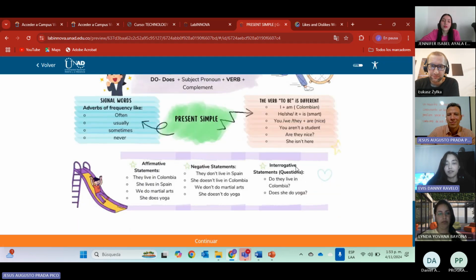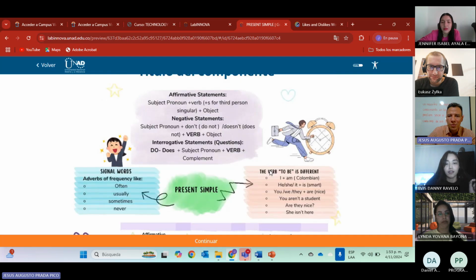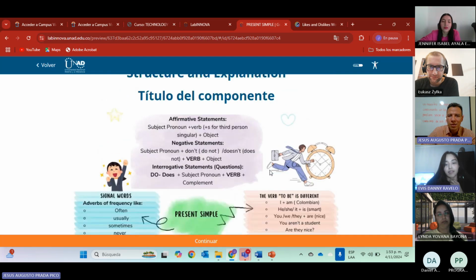And so in affirmative statement, Jesus, can you please put the picture a little bit larger, because I cannot see the first part. You cannot see? The first part, yes.